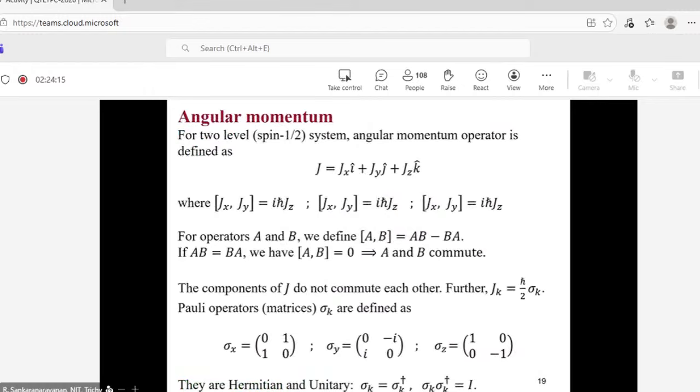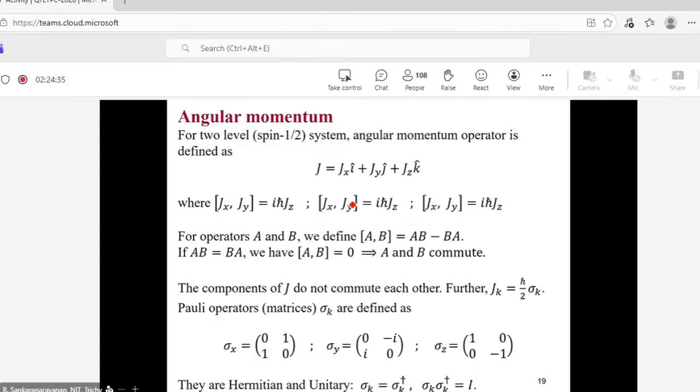Right. So here maybe the angular momentum and all you might know. So I just want to quickly go through this. This is one fundamental operator in quantum mechanics, and these operators will be extensively used in the subject of quantum computation.